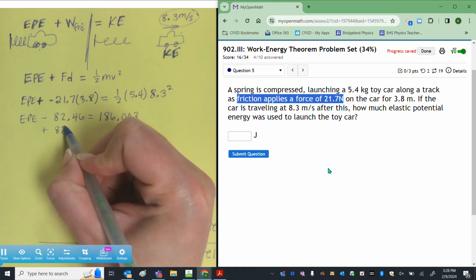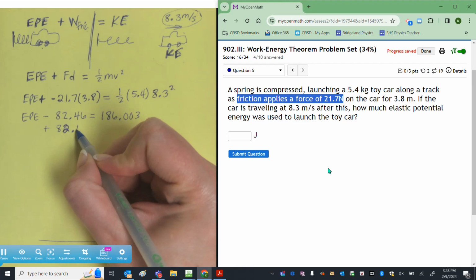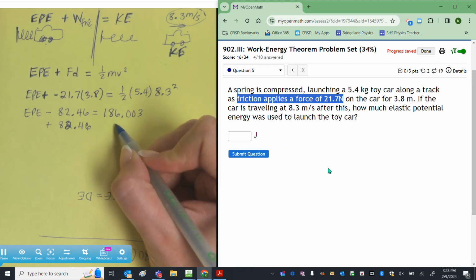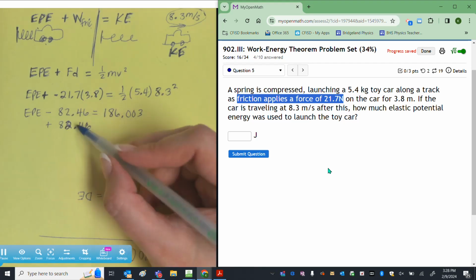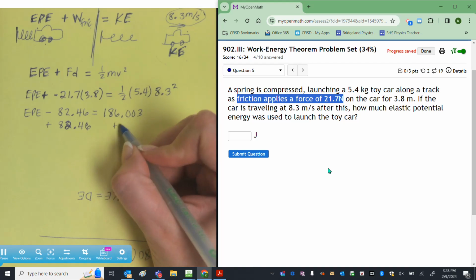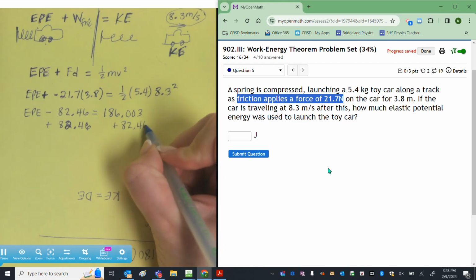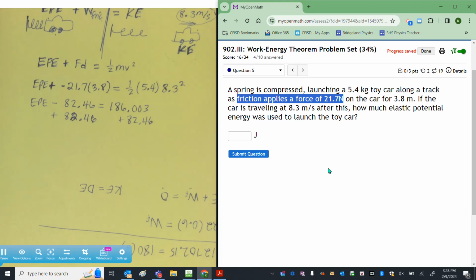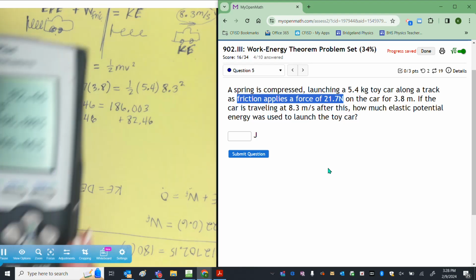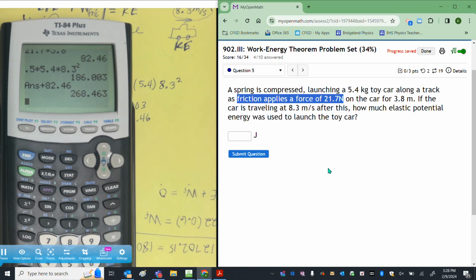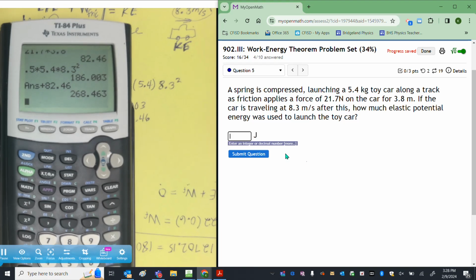From here, if I want to solve for that elastic potential energy, I just need to add this number to both sides. Because again, it was negative work, it was subtraction. Now we're going to add it to move it. And when we do that, we get this number right here. This would be your elastic potential energy, 268.463.